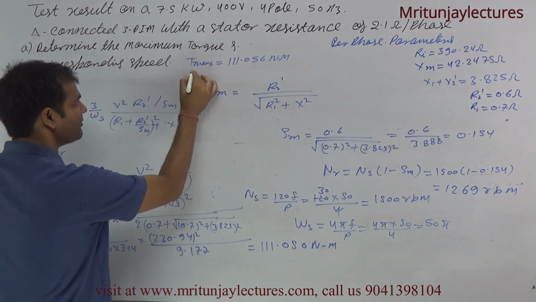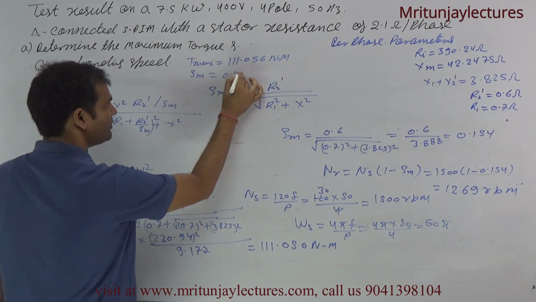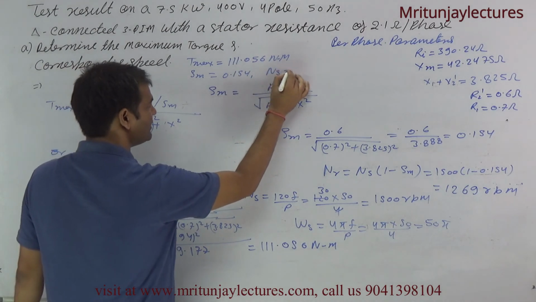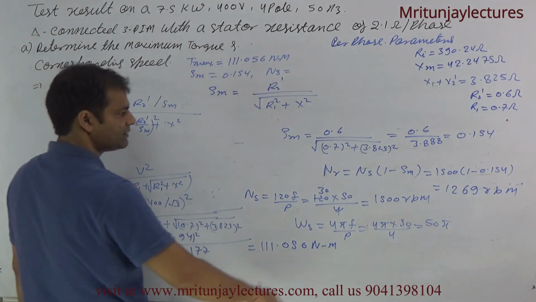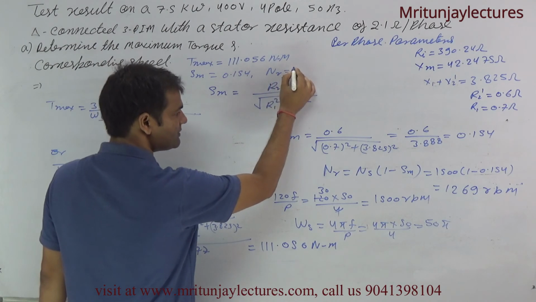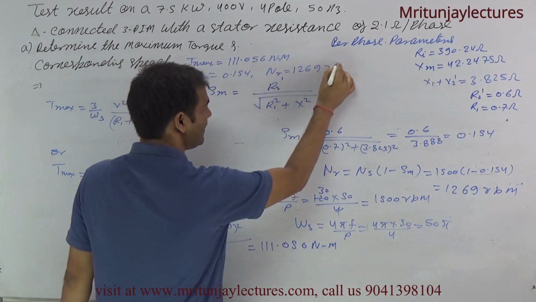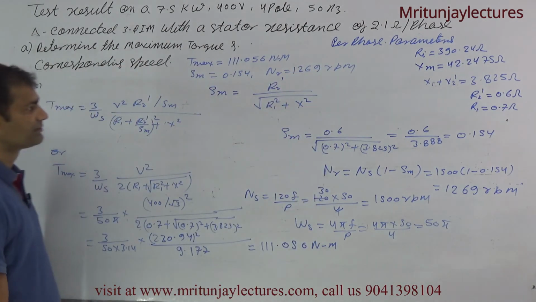And what about maximum slip? That is 0.154, and corresponding to maximum slip, what about speed? Nr, that is 1269 RPM. Okay.